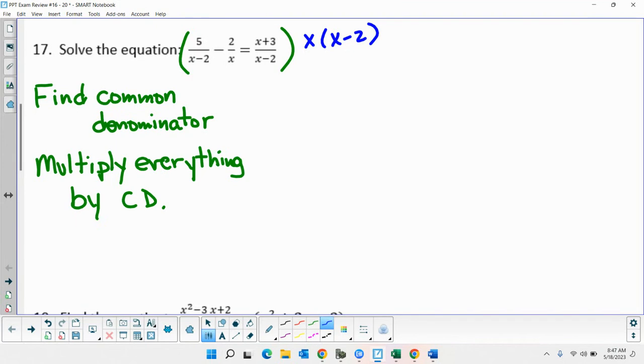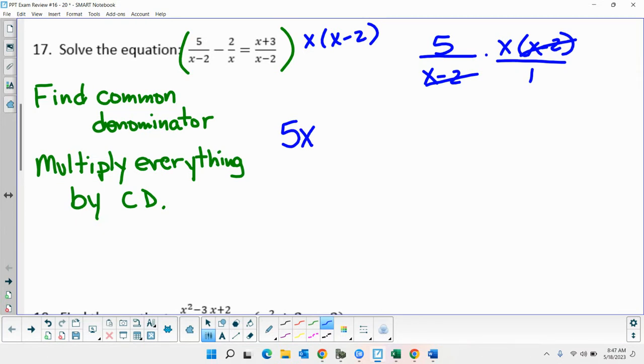Okay, so when I multiply, here's the problem. We don't usually show this. What do you get? 5x over 1, right? Or just 5x. And then when you put negative 2 over x times x and x minus 2, what cancels? The x's, right? So you get minus 2 times x minus 2.